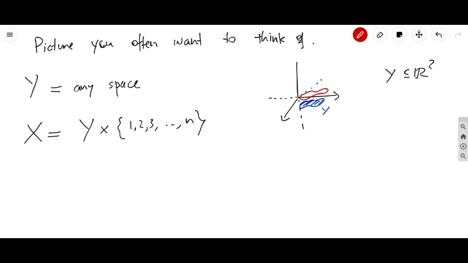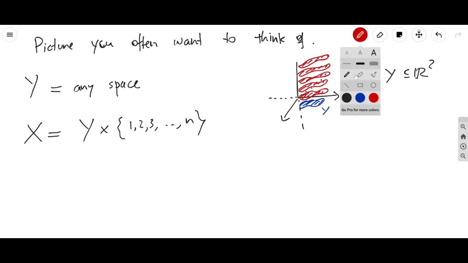So you have this one. This is at level 1. This is at level 2. This is at level 3. It's the exact same picture, but it's just one level above. This is at level n. So this is Y, and this entire thing over here, this is what is now X. This entire thing is now what you're calling X.